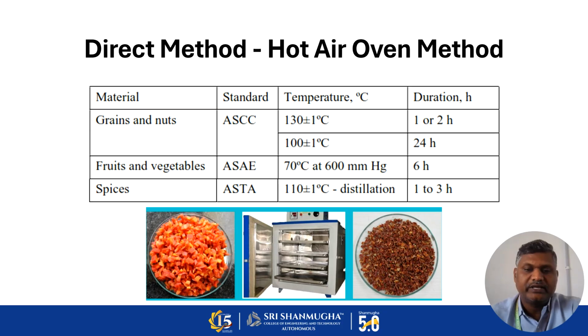For spices, as per the ASTA standard, 110 plus or minus 1 degree centigrade for 1 to 3 hours is followed. Then, after the duration is completed, we take the final weight, so that the wet weight and the dry weight are measured. The difference between the wet weight and the dry weight is the moisture removed. If we want to calculate wet basis, then the moisture weight divided by wet weight is multiplied by 100. Dry basis means the weight of moisture divided by dry weight multiplied by 100.